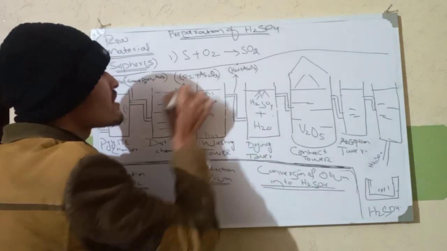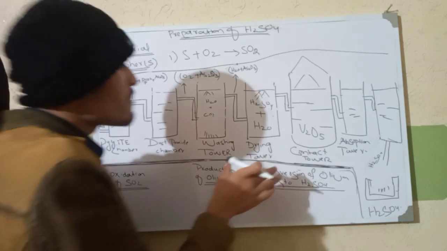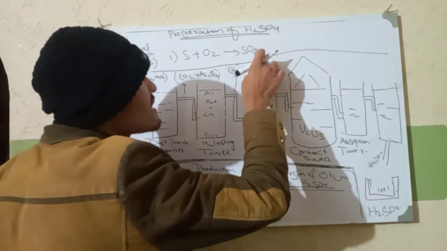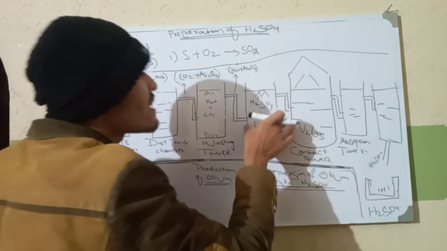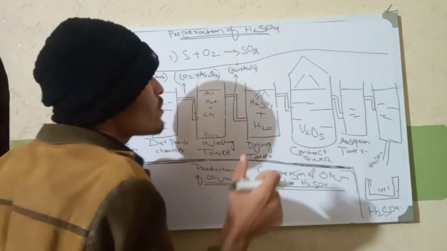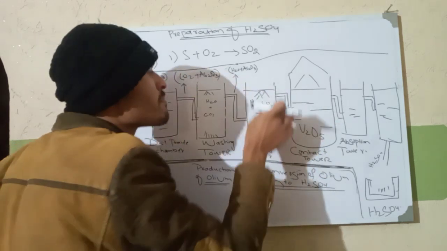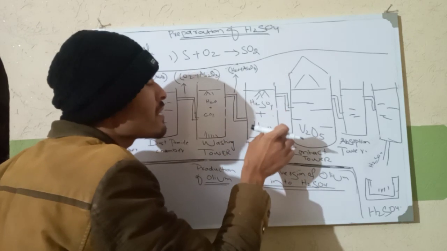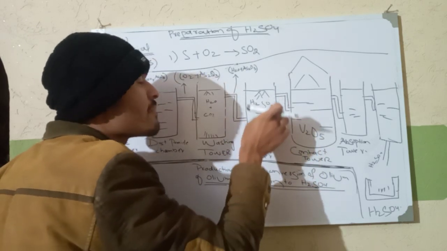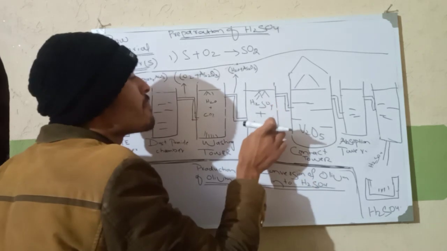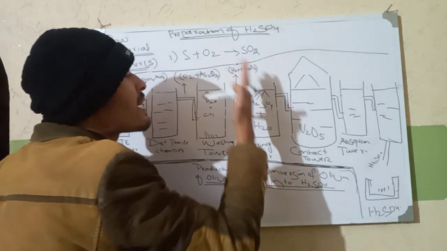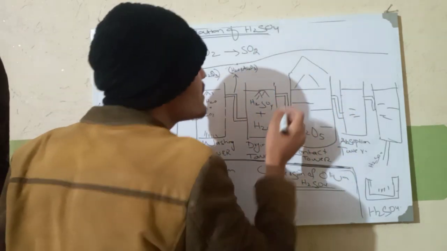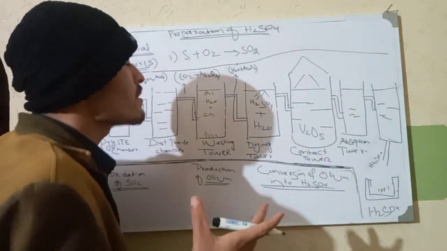Now in the next step, this water vapor and arsenic oxide, along with the sulfur dioxide, enter the drying tower. We spray H2SO4 onto this water vapor. What will happen? The sulfuric acid combines with the water, so the water will be removed. Only arsenic oxide and sulfur dioxide will be left.